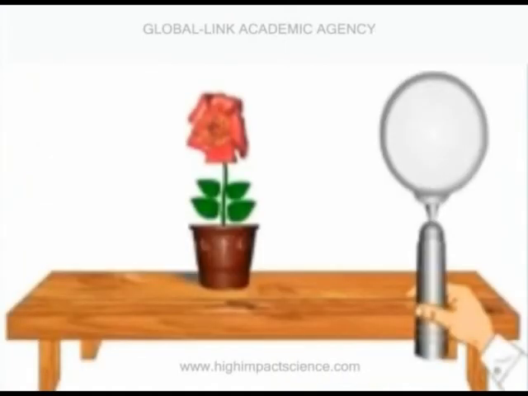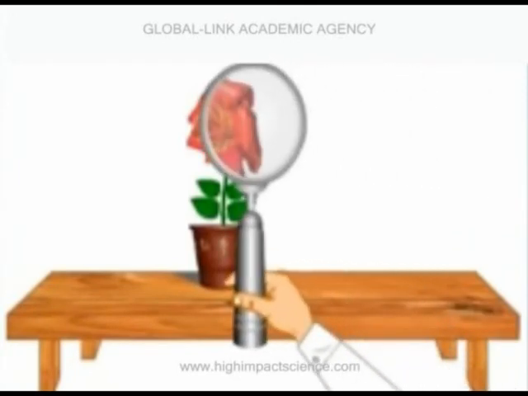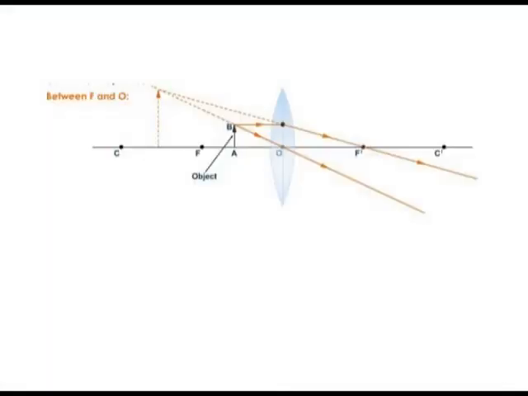When an object is placed between the principal focus and the optical center of a convex lens, a virtual, erect, and magnified image is formed. This ray diagram shows how an object is enlarged when viewed through a biconvex lens. Observe that the object and the image are on the same side of the lens. The image is formed at the least distance of distinct vision from the eye. That is, the distance from the object is approximately equal to 25 centimeters.